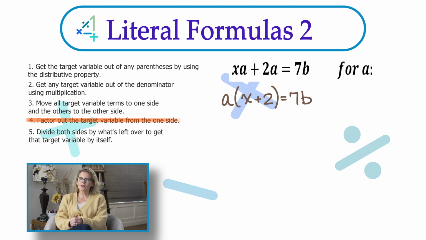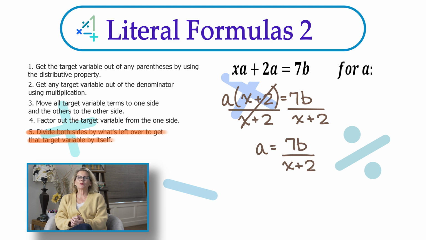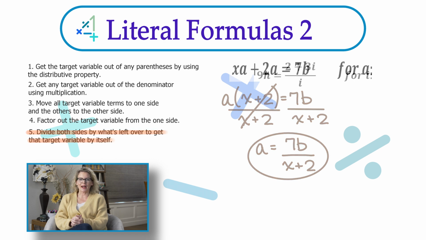Reminder that if you use the distributive property on this, it gets us back to where we started. So it's legal and equivalent and also super helpful. After this, we are set up for success. The a is by itself, and that x plus 2 is annoying it by multiplying, so we'll use division to get rid of it. A equals 7b over x plus 2. Nice.